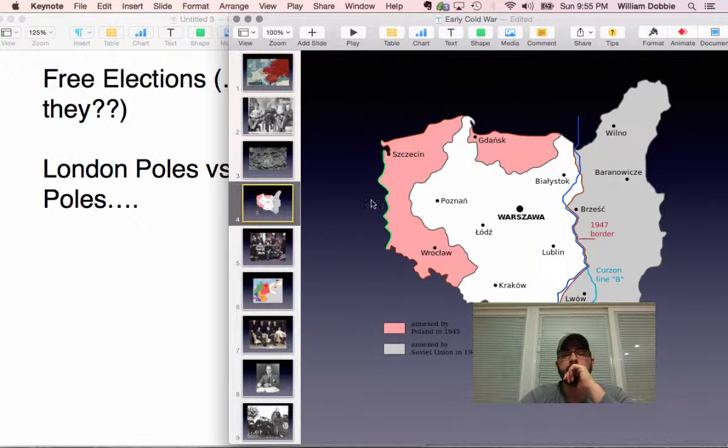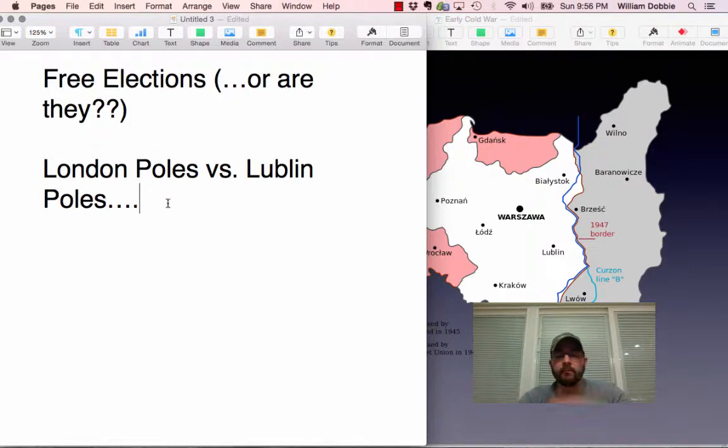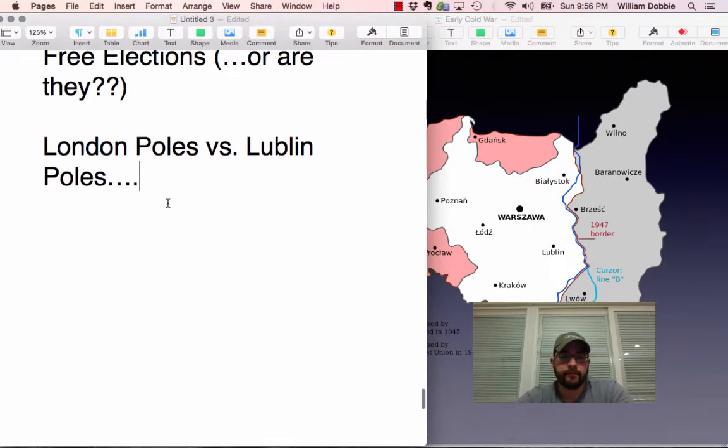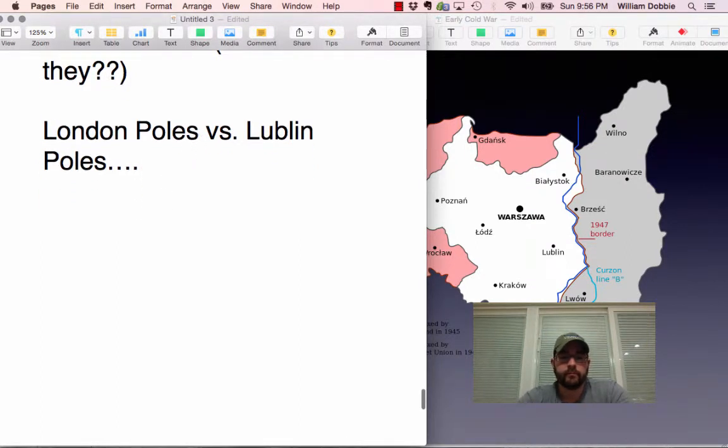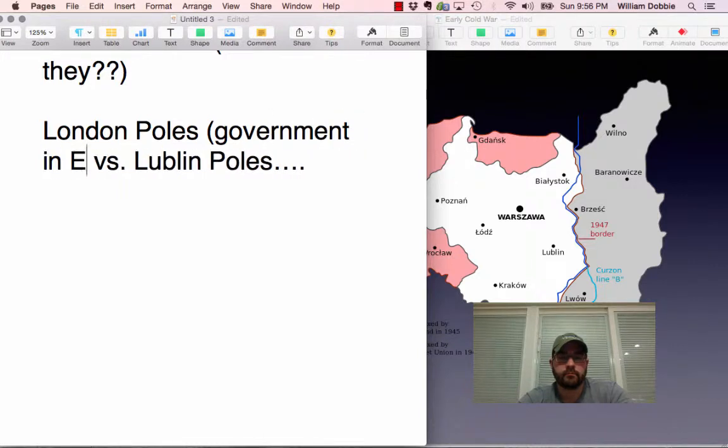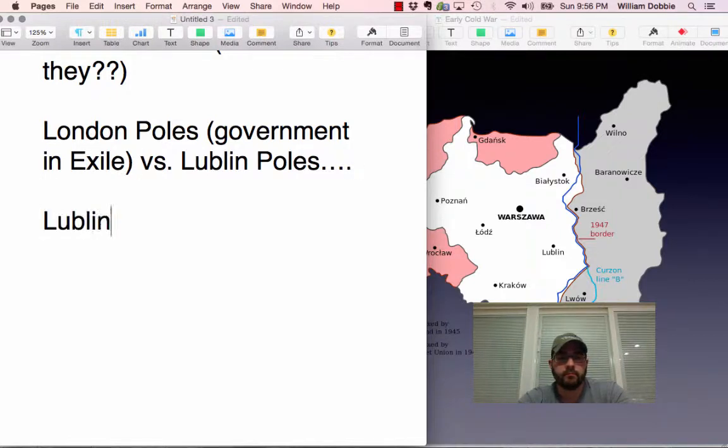So you've got this debate between the London Poles, these Poles in exile who've been running a Polish government in exile since 1939, and then you've got a newer group after the Soviets moved back into Poland called the Lublin Poles. And the Lublin Poles are communists, and obviously in cahoots with the Soviet Union and Joseph Stalin. So who would ultimately get to rule the day?